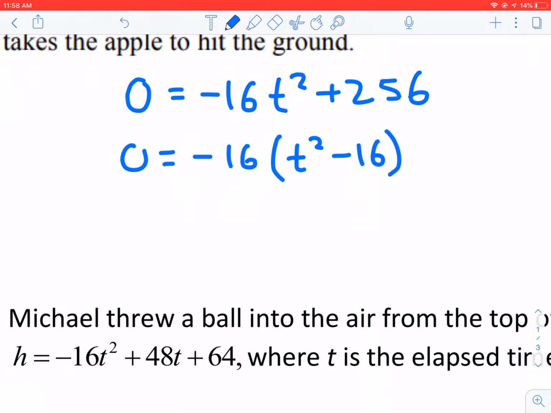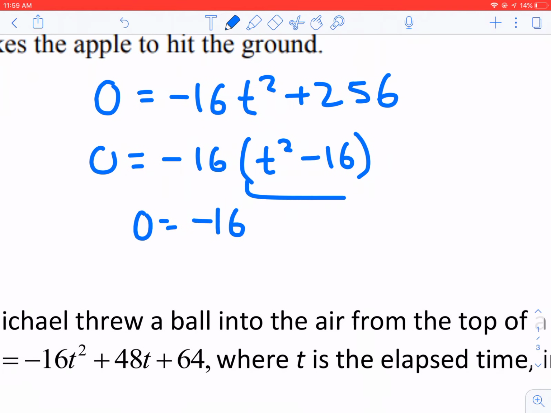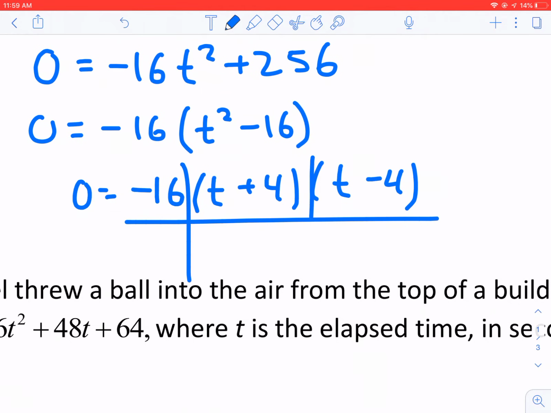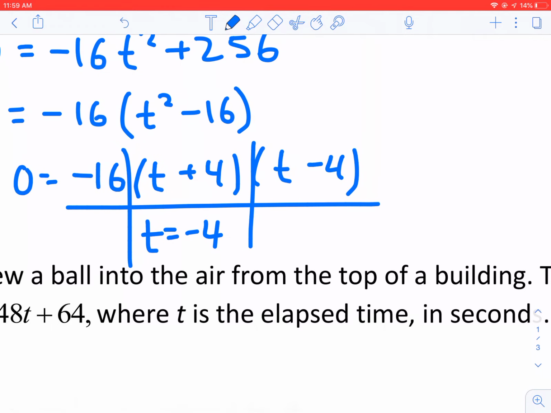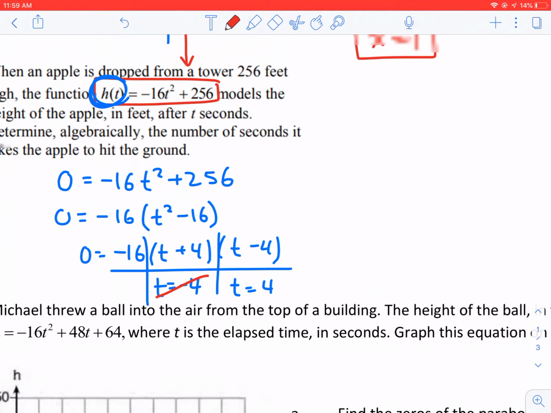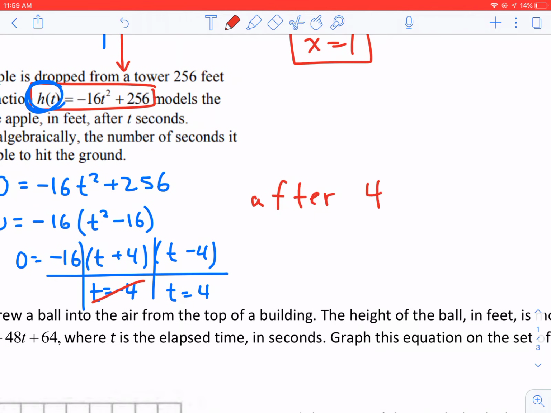So 0 equals -16 times this, which is a difference of two perfect squares: t plus 4, t minus 4. Teeing it off, we get time equals -4 seconds and time equals +4 seconds. Of course the negative doesn't make sense, so we're going to reject that, and it's going to hit the ground after 4 seconds.